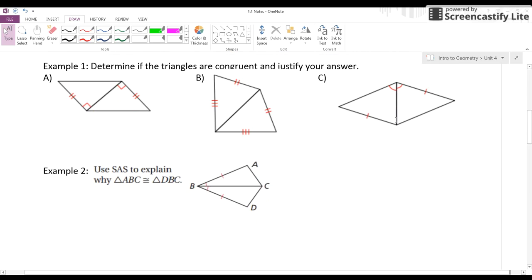And this is a good example with three diagrams showing us, well, are these triangles congruent or not? And really challenging you to see what you know. Okay, so let's take a look at A. What do we think? Can I use SSS or SAS?